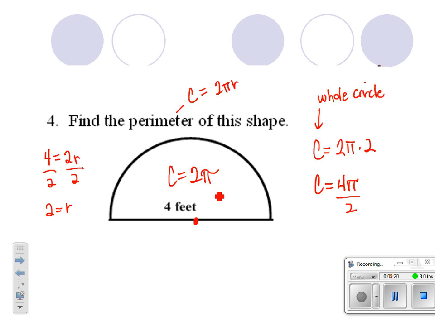Or I could say that is the same as approximately 6.28 feet. Okay, so 2 pi feet or 6.28 feet would be the circumference of this half of the circle.